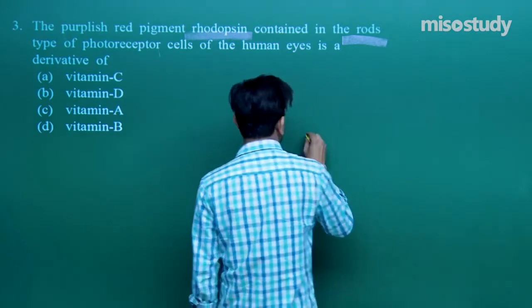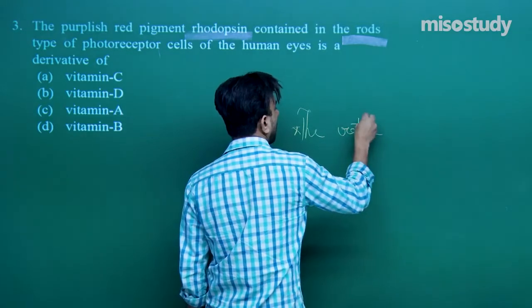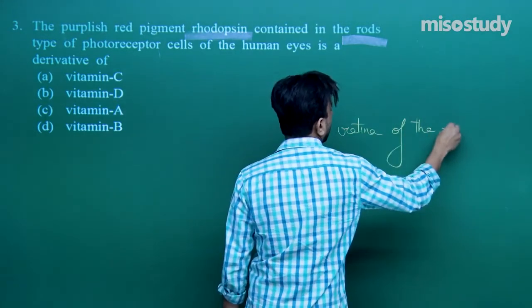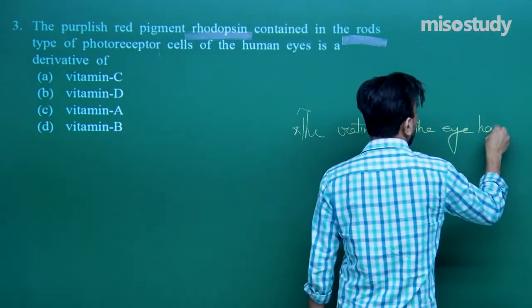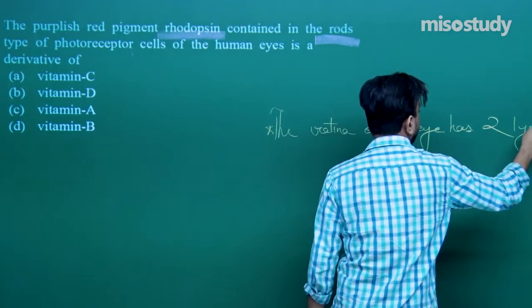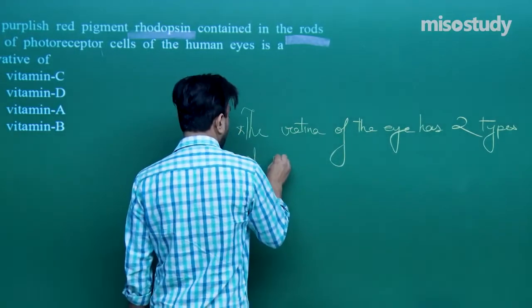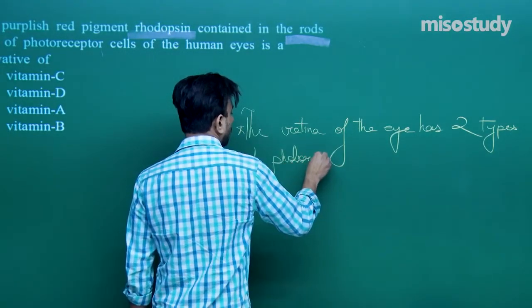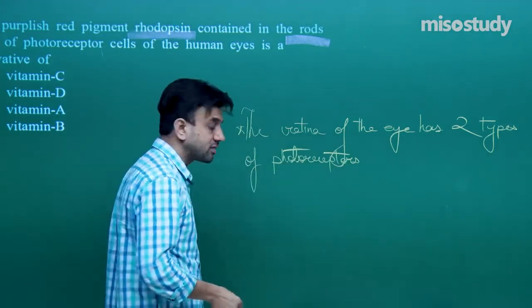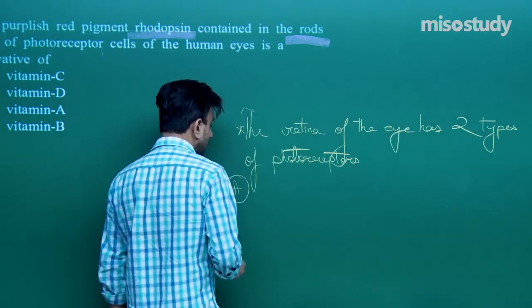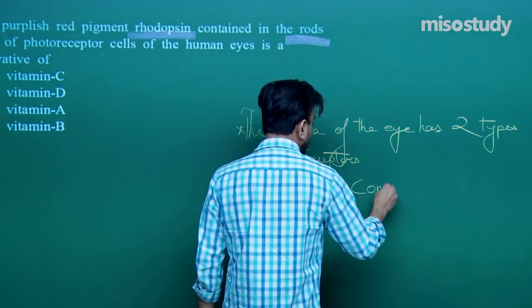So the retina of the eye has two types of photoreceptors. And what are these two types of photoreceptors which are present in the retina of the eye? These are the rods and the cones.